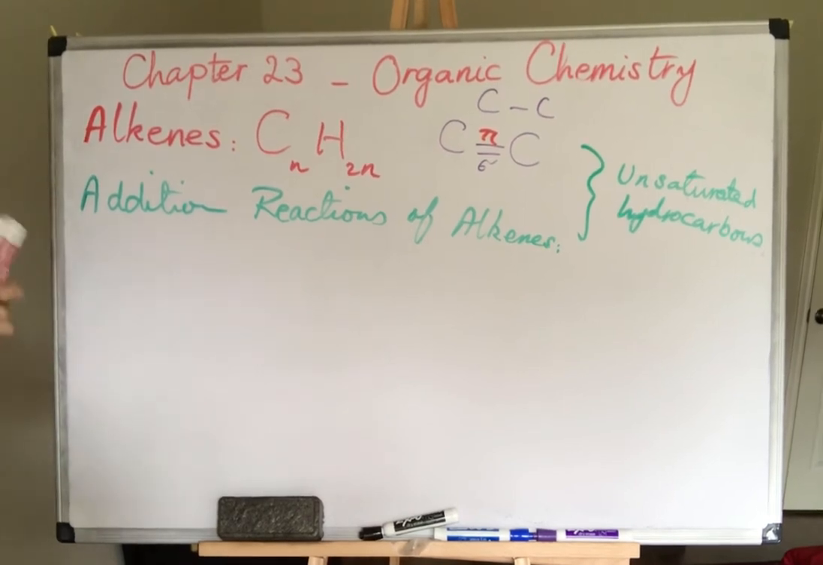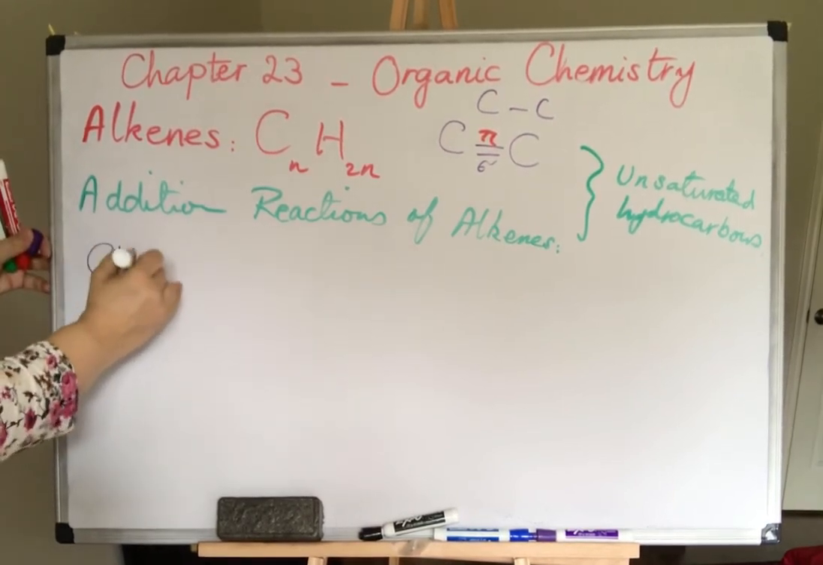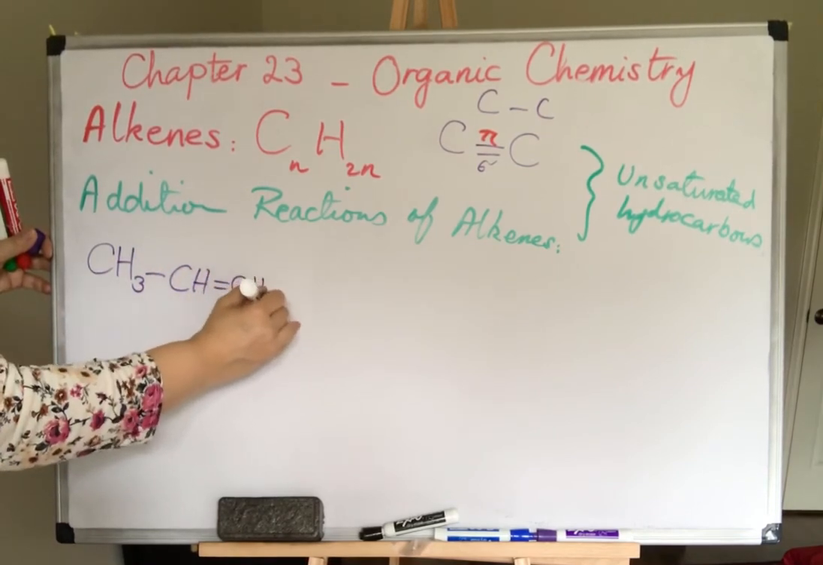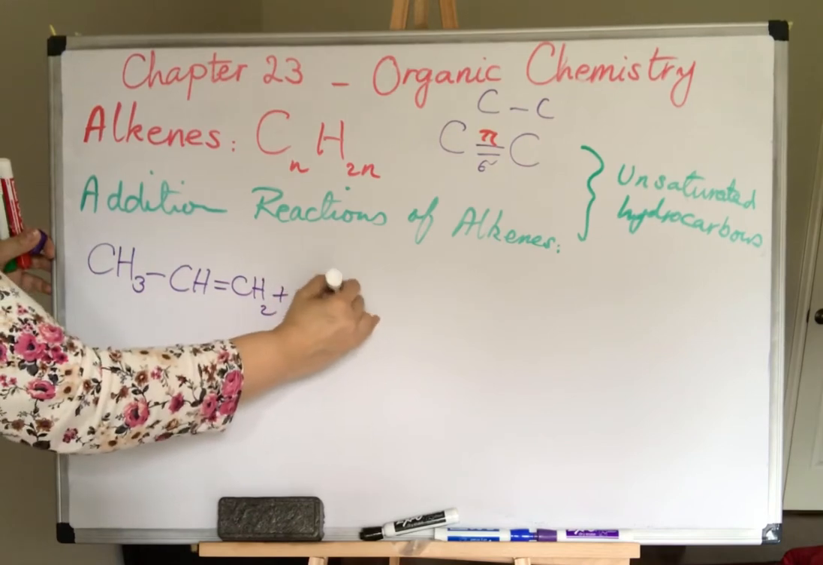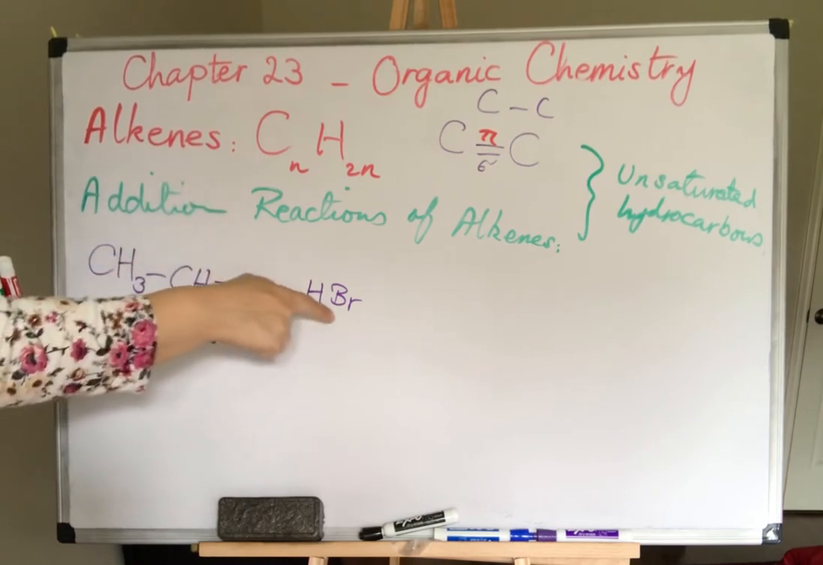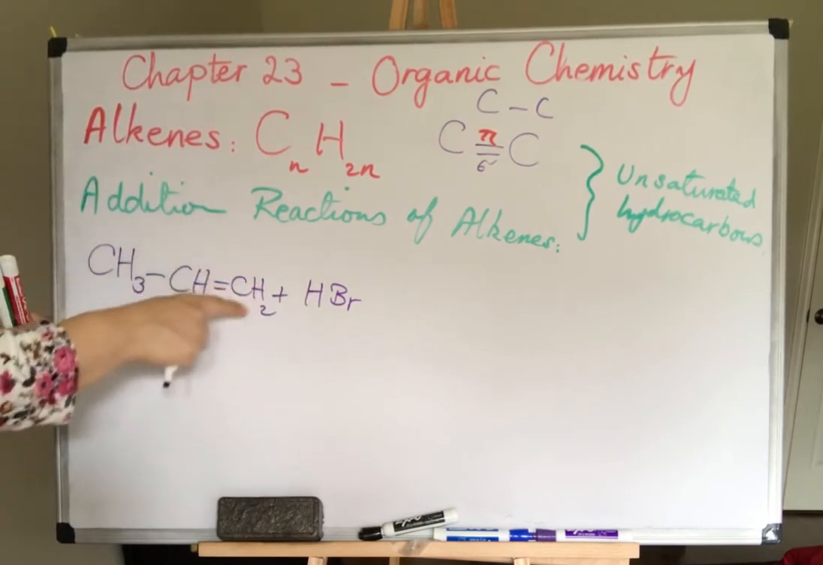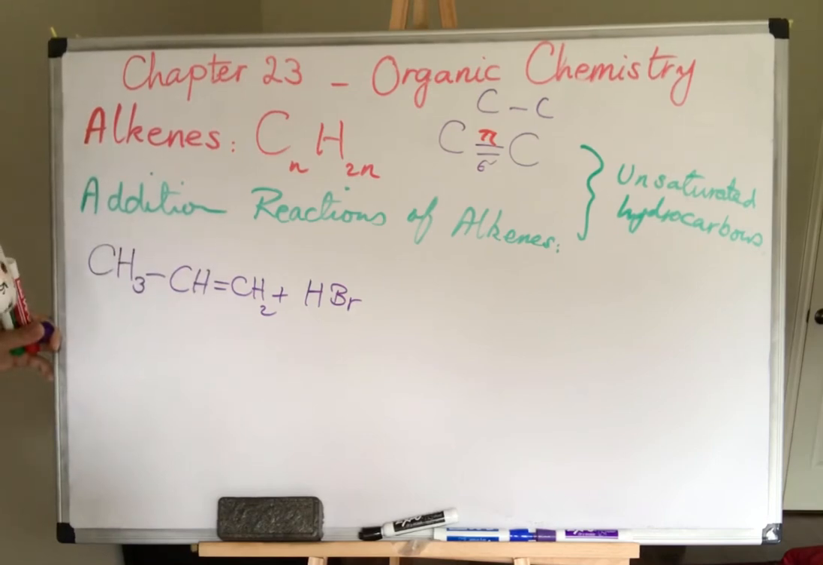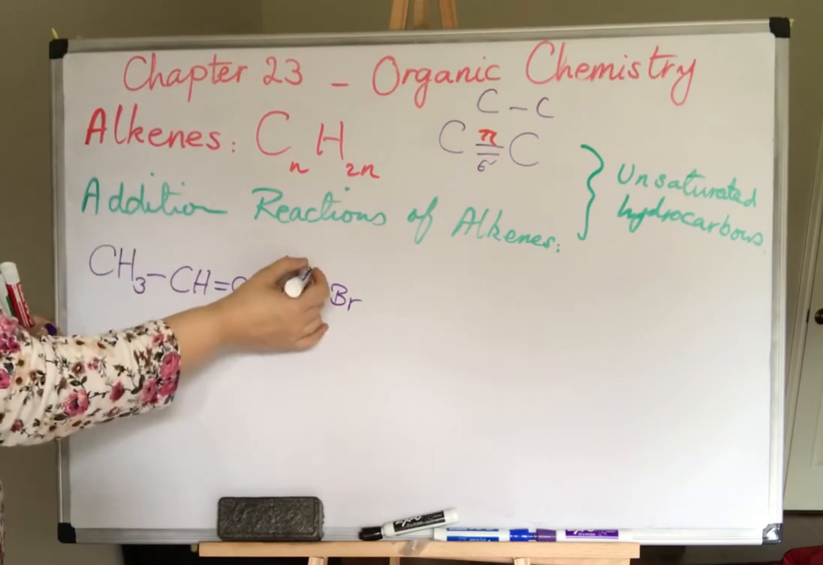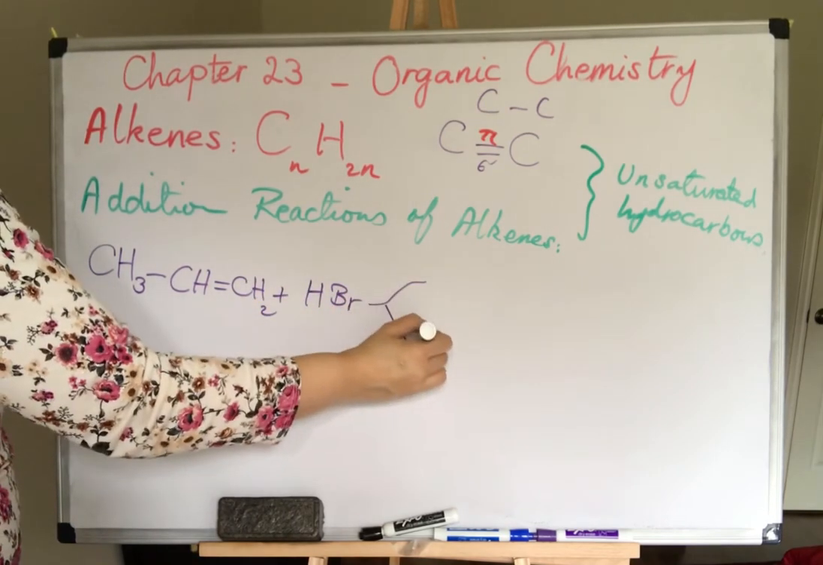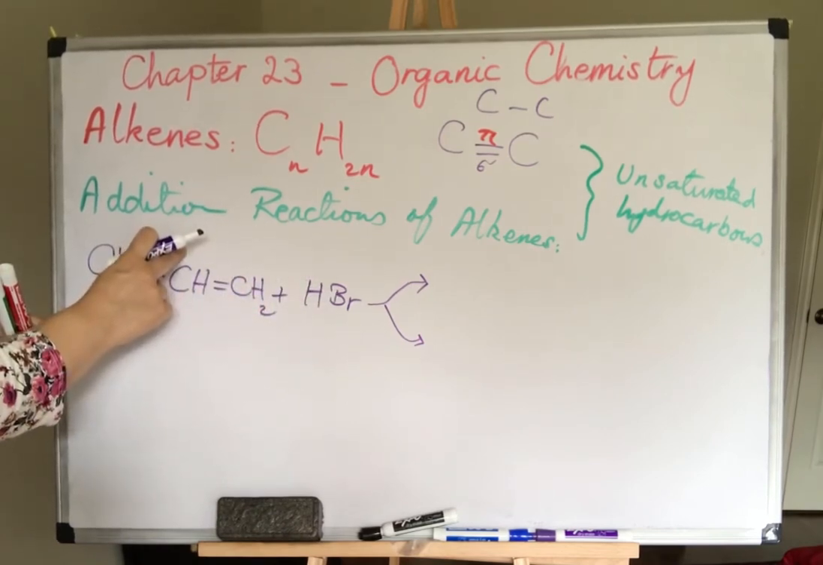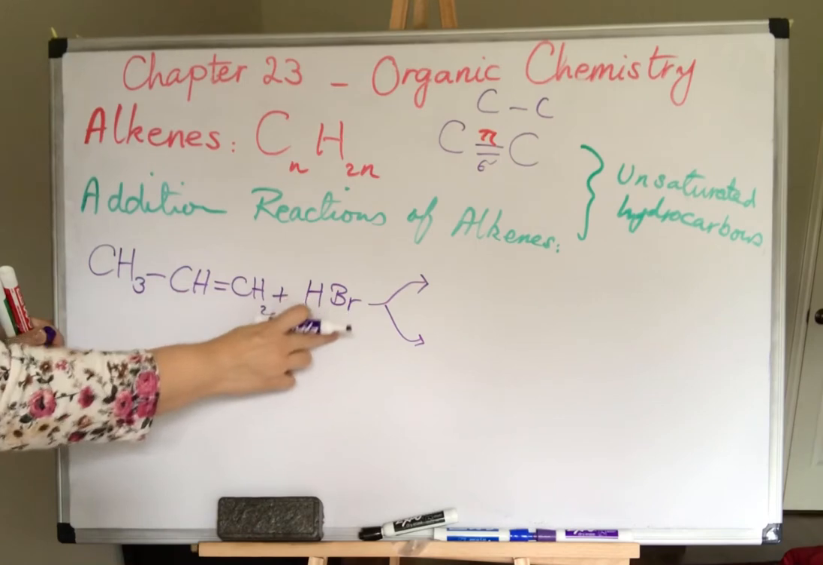Assume you have this alkene CH3, CH2 plus HBr. You are going to add hydrogen and bromine to where? To this double bond, because the double bond can accept the atoms and change to a single bond. So you have two ways. Either add hydrogen to this carbon and bromine to this carbon, or vice versa. Hydrogen to this carbon and bromine to this carbon.